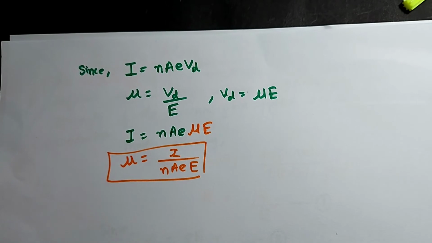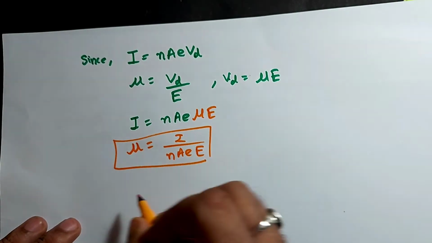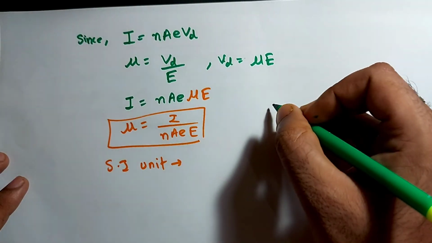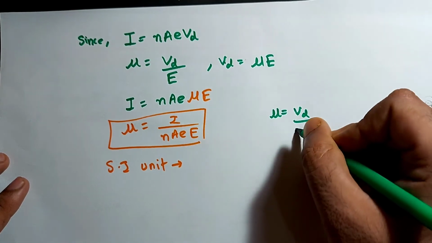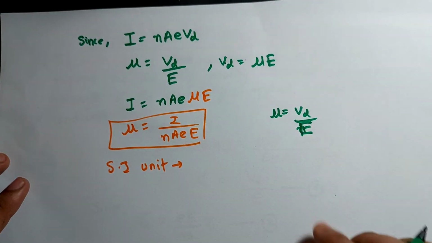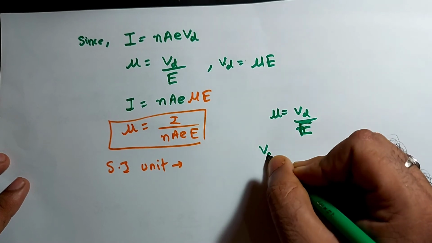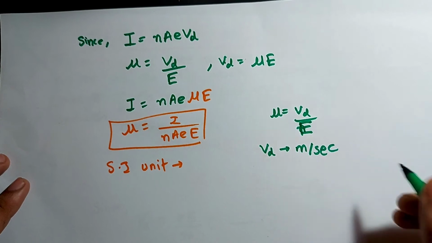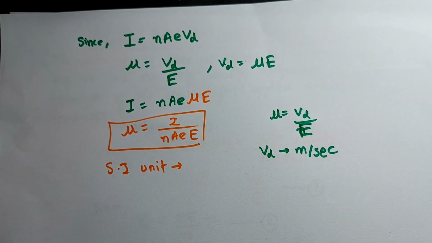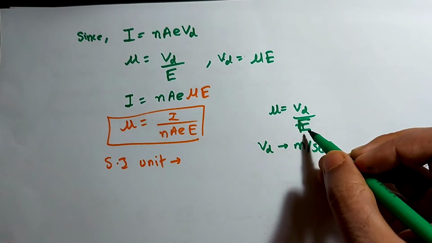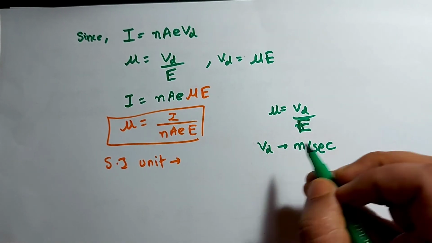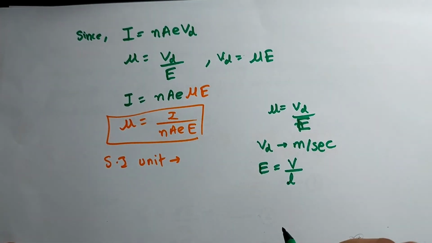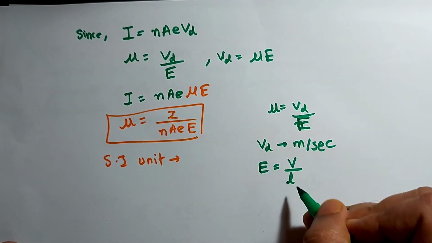Now what is the unit of mobility? The SI unit of mobility is, as you know, mu is equal to Vd by E. हमारे Vd का SI unit क्या होता है, मीटर पर सेकेंड. The SI unit of Vd, that is velocity, drift velocity is meter per second. Now in the bottom part we have electric field. We all know electric field is equal to potential by distance. Electric field is given by potential by distance.